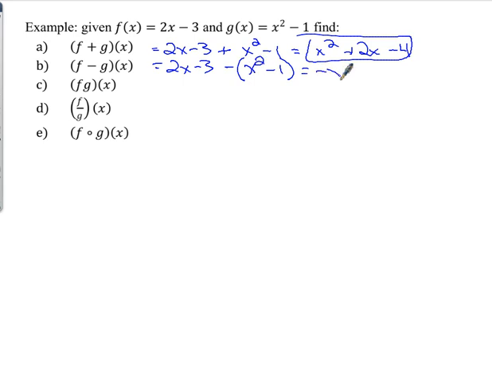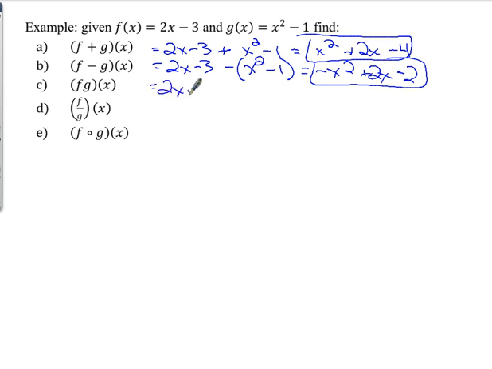So we have the same idea going on here. It's a negative x squared. That's still a positive 2x, but now it's negative 3 minus negative 1 for a total of negative 2. There's the answer.